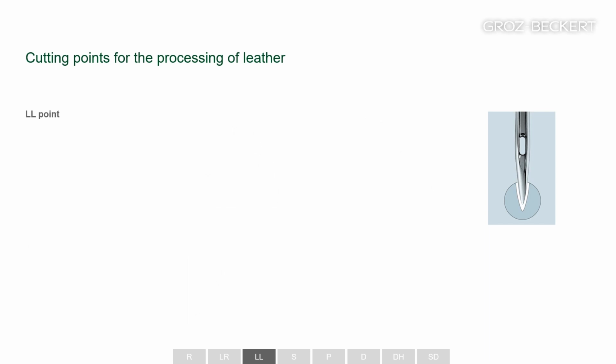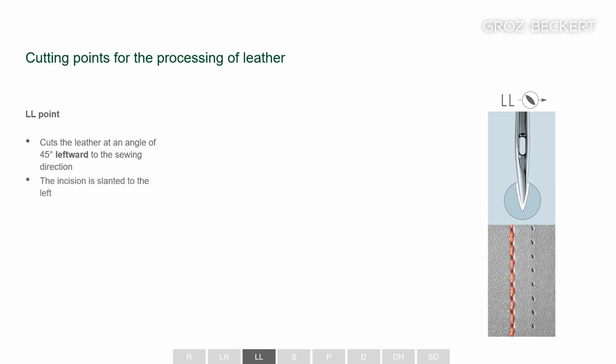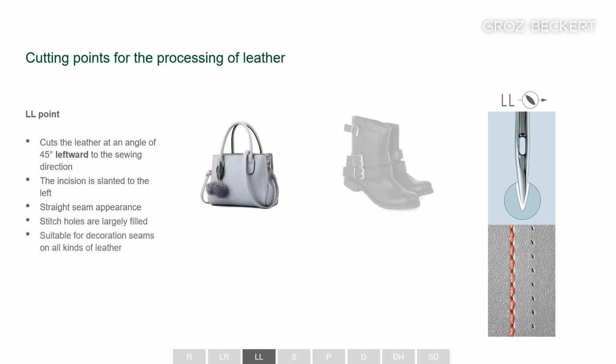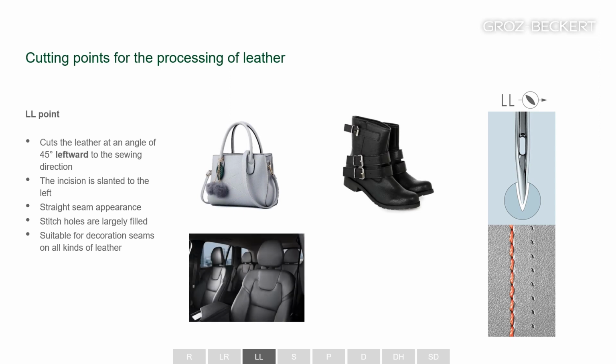The LL point cuts the leather at an angle of 45 degrees leftward to the sewing direction. Thus, the incision is slanted to the left, which results in a straight seam appearance. The stitch holes are largely filled. Like the LR point, the LL point is suitable for decoration seams on all kinds of leather.